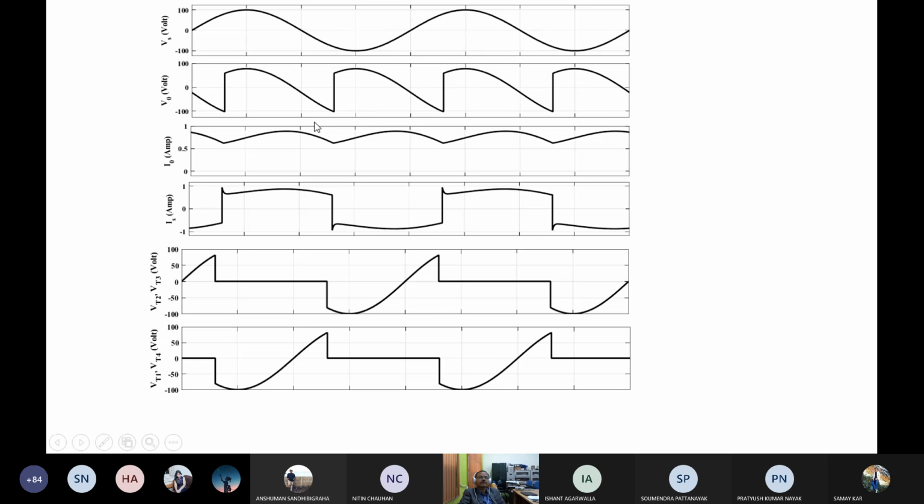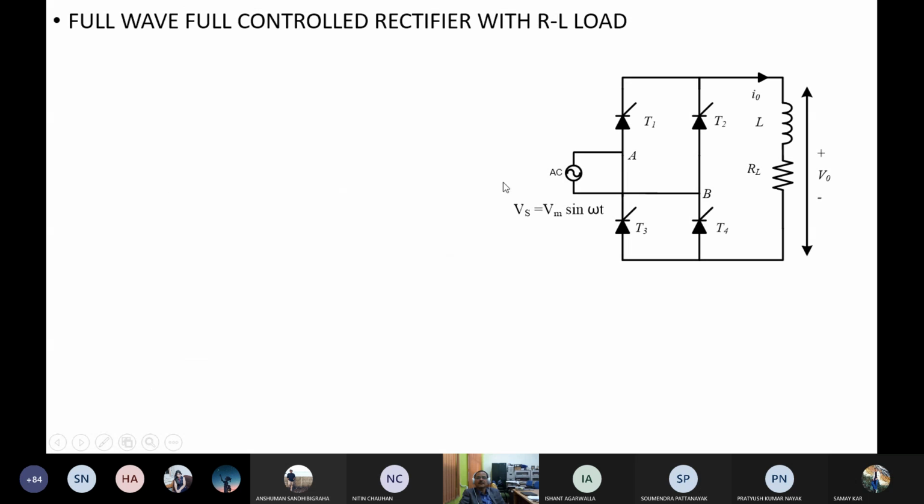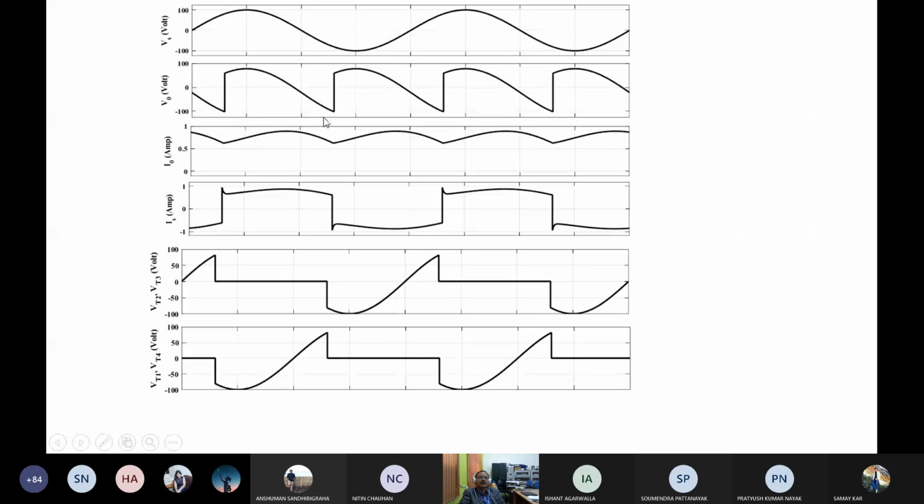So here the diagonal thyristors T1 and T4 are conducting from alpha to pi plus alpha, not from alpha to pi. Current is continuous, so there is no breakoff here. Zero current is not there. Current is continuously flowing, alternating current. When a thyristor is conducting, the voltage across it is 0. When a thyristor is not conducting, it is the source voltage.